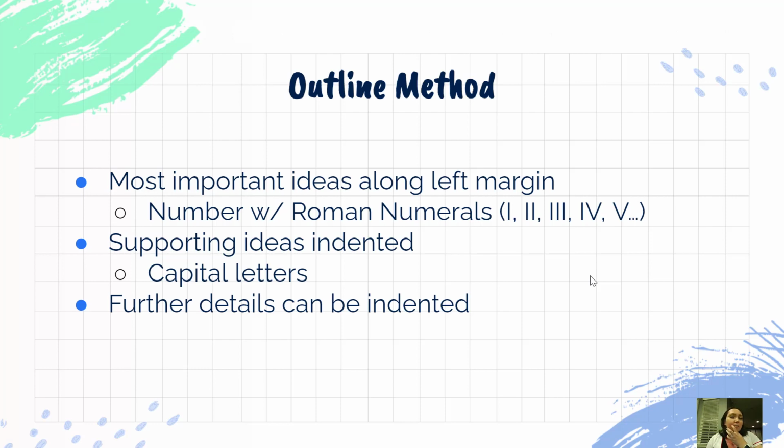So in the outline method, the most important information or ideas is along the left margin, and you number it with Roman numerals. Okay. And so those are your big ideas. Supporting ideas are then indented using capital letters, and then any other details that you need to include under the supporting ideas will be further indented. And those are usually just regular numbers.